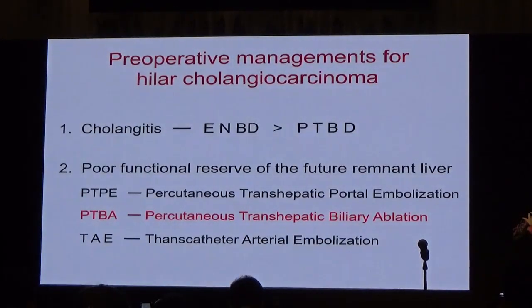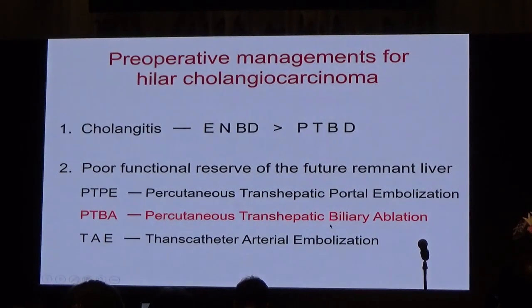However, the bilirubin level was still high because he had chronic cholestasis, and he had ascites because of the chronic biliary cholestasis. Even after portal vein embolization, the liver function of the future remnant liver was not good. Then we performed percutaneous transhepatic biliary ablation.